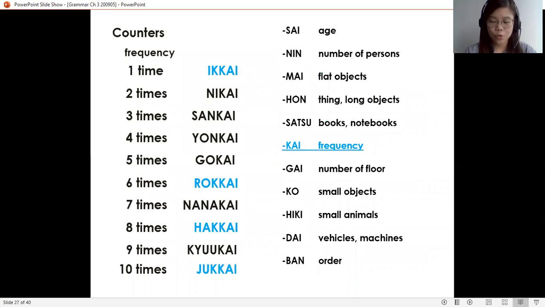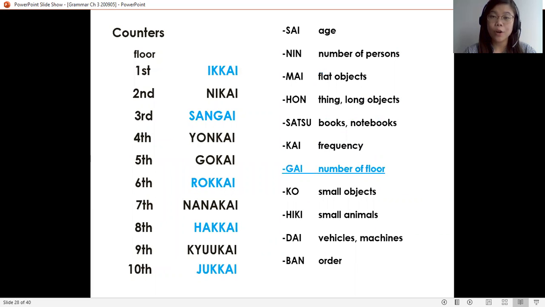Okay, so next, let's go to gai, or for the number of floors. So actually, for the number of floors and frequency, they're the same except for the third floor for gai. So remember in frequency, 3 times is just sankai. But for the number of floors, the third floor is sangai. Otherwise, the other counters with the special pronunciations are the same. So we have ikkai, sangai, rokkai, hakkai, and jukkai. Okay? So let's try to pronounce from 1 to 10. Ikkai, nikai, sangai, yonkai, gokai, rokkai, nanakai, hakkai, kyukai, and jukkai.